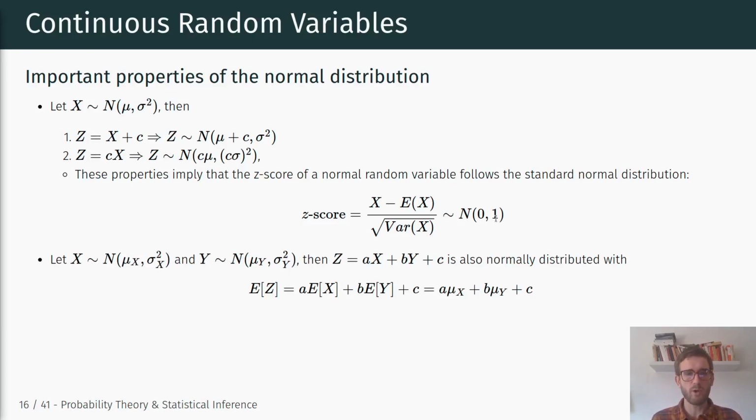Another important property is that if we have two random variables x and y that are normally distributed, with different means and different standard deviations, then the sum of those two random variables is also normally distributed. The expectation of that new random variable is equal to the sum of the expectations, again following the same rules with regard to constants that we talked about before.